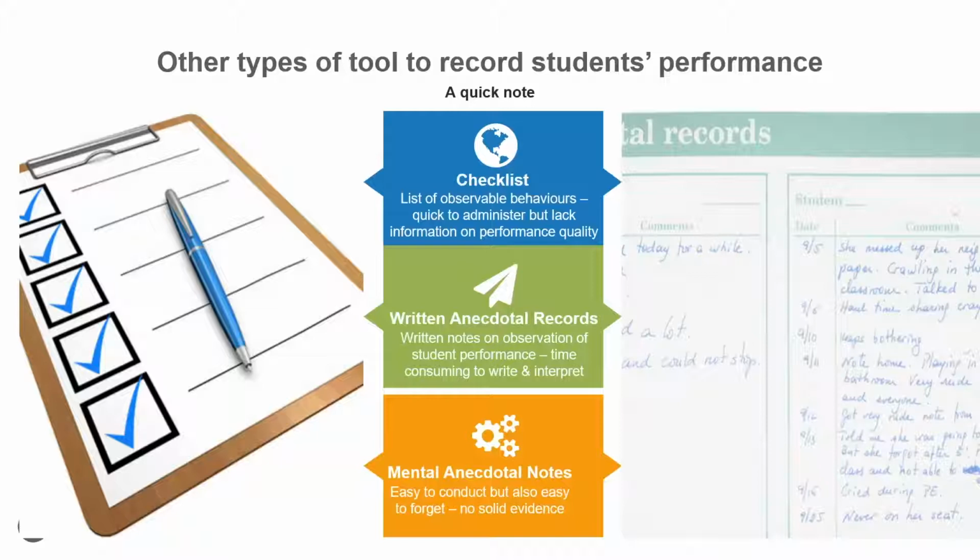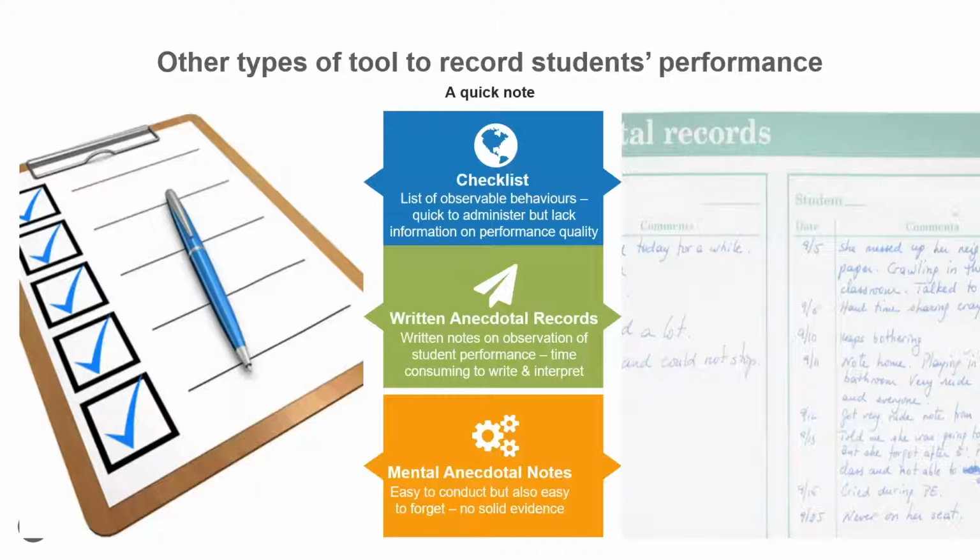If I can go back to checklist just now, because it's already indicated what the observable behaviors are, it's very quick to administer, but it lacks the information of performance quality. But then again, if you're just looking at whether they do it or not, you don't really need to explain the quality of the performance. But if you really need it, then you probably need to change from checklist to rubric.